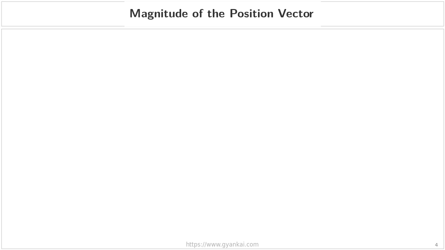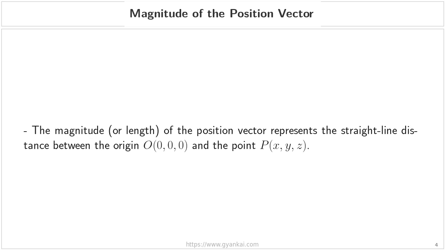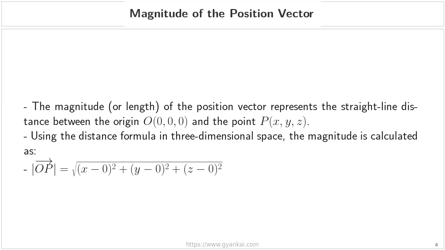Magnitude of the position vector. Now that we know how to represent a point using a position vector, let's talk about how we measure it. Specifically, we want to find the magnitude, or the length, of that vector. Think of the magnitude as the straight line distance between our starting point, the origin, which we've labeled O with coordinates 0, 0, 0, and our destination point, P, with coordinates x, y, and z. To calculate this, we use the distance formula, just like you would in three-dimensional space.